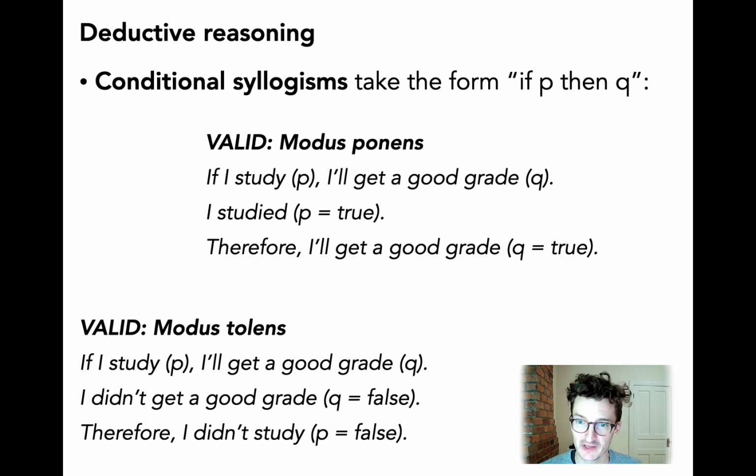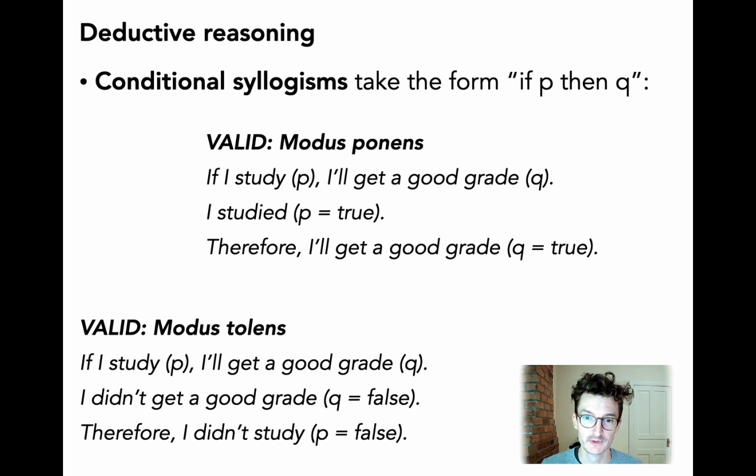If the statement has this form, if P then Q, and P is true, then Q must be true. We call this modus ponens, which is Latin, and it means the way that affirms by affirming. If the statement is of the form if P then Q, and Q is false, then P must be false. We call this modus tollens, which means the way that denies by denying.